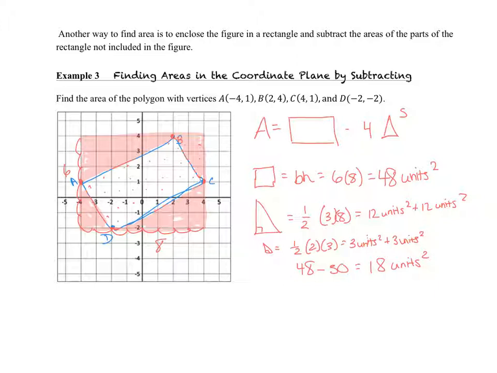So I highlighted the large red rectangle, and I got 48 units squared for that. And then I subtracted the 2 large right triangles, and I got 12 units squared for each of those. And then I subtracted the little right triangles, which got me 6 units squared for both of those. So my final answer was 48 minus the 30 from the triangles, for a total of 18 units squared.